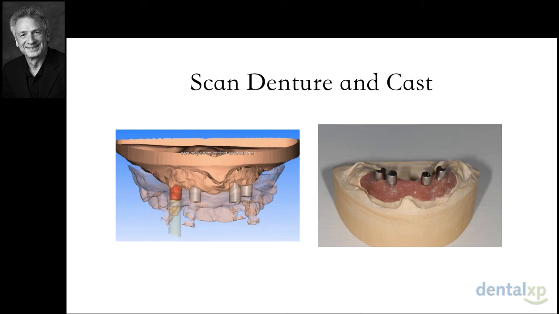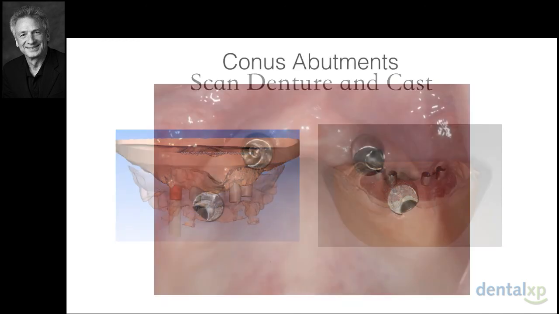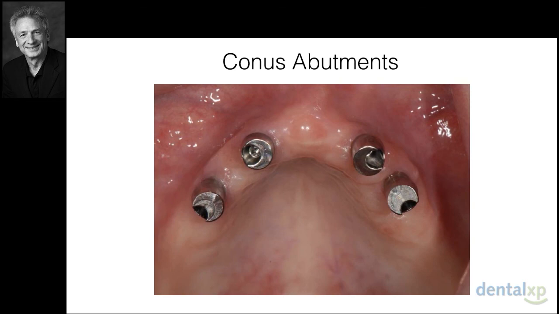So the denture is scanned, the model is scanned, and we have manufactured patient-specific abutments, which are tapered, cone-shaped abutments to create a fixed, removable, friction-fit complete denture. These are called conus abutments. They're perfectly parallel. This is a system that is similar to something that has been done for years in Europe, called the Syncone system.